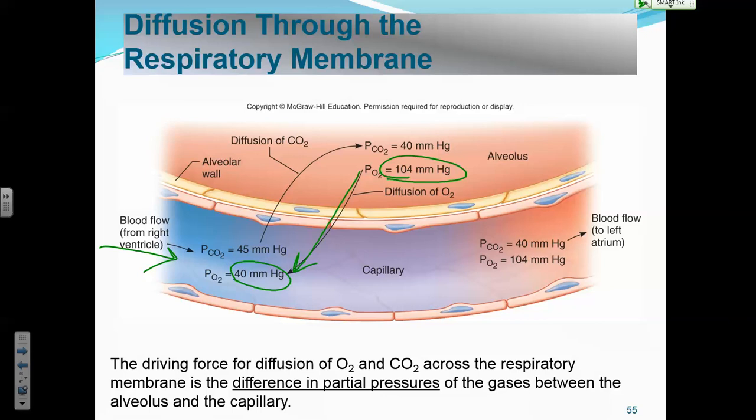Okay? Look at the partial pressures of CO2. In the incoming blood, it's 45, but in the alveolus, it's 40, and that is the only reason that CO2 moves into the alveolus. Okay? All right. So partial pressure of CO2 has nothing to do with oxygen's movement and vice versa. Make sure you know that. Okay?